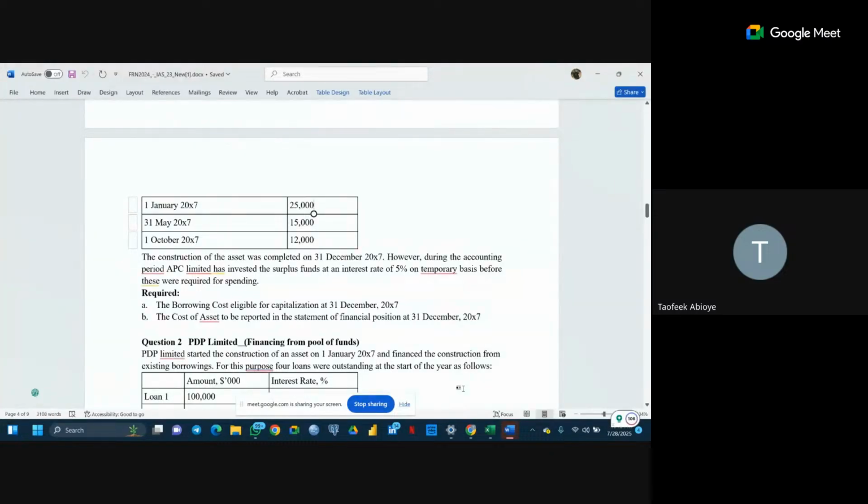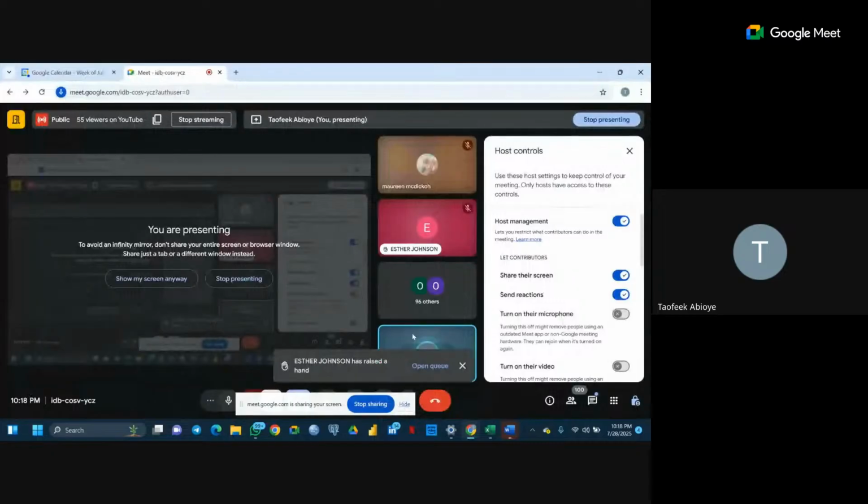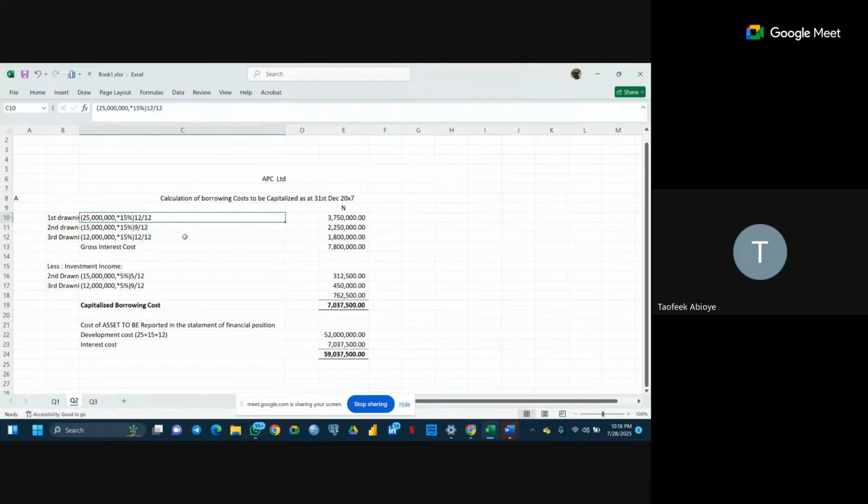Then the last withdrawal is on 1st of October 20x7 as well. So we are going to charge our 15% on this last withdrawal as well. All the 15% we are charging on each of our withdrawals are what give us the interest that we have here.